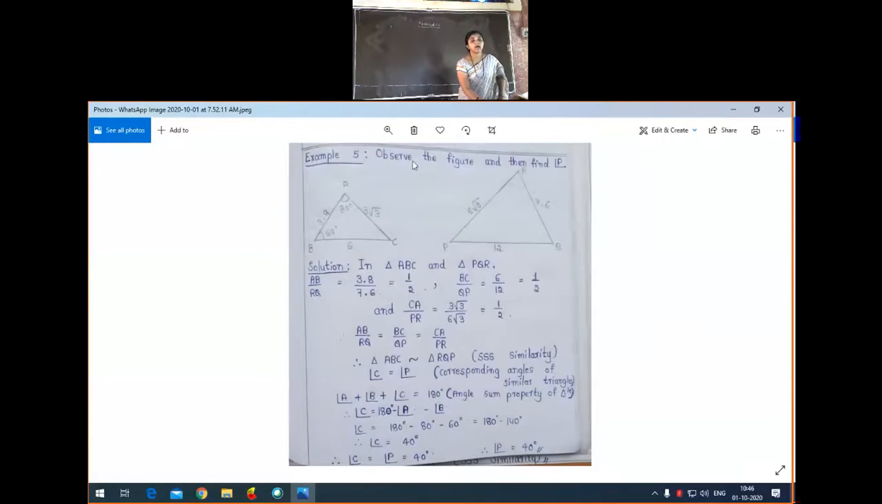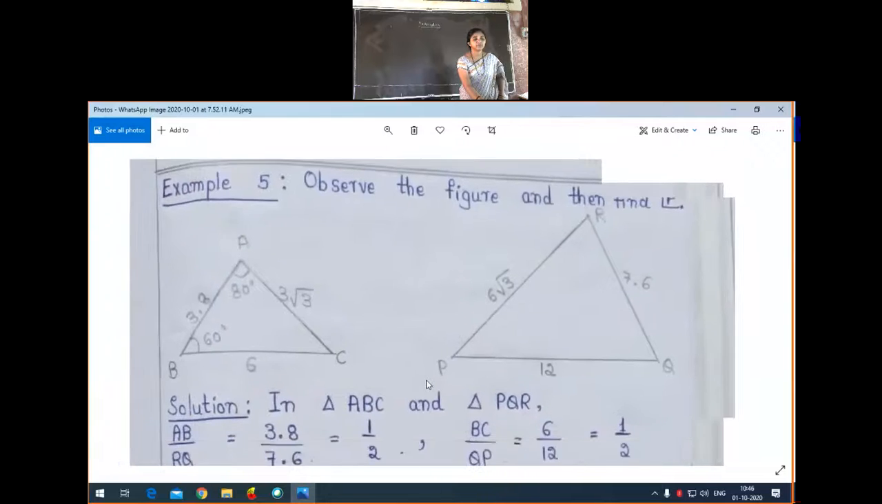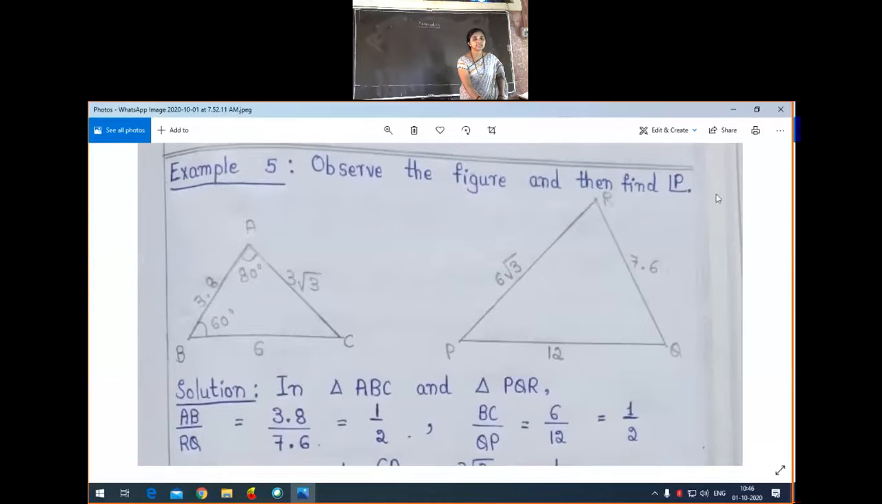Example 5. Observe the figure and then find angle P. Two figures are given in the question. We have to observe the figure, then using that figure, we have to find angle P. So are you observing? Okay, figure: triangle ABC and triangle PQR.